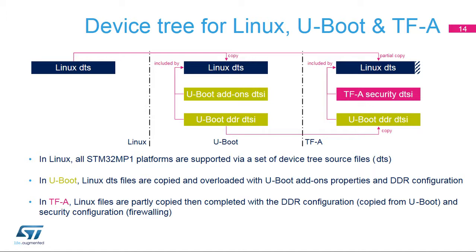The boot process is an incremental approach with new peripherals being added to the list of the previously initialized ones. But the development flow for the corresponding device tree files is done in the opposite order. Linux device tree source files are created. Linux files are copied to U-Boot, then completed with U-Boot add-ons, including U-Boot DM SPL and U-Boot DM pre-relock, and DDR settings. Linux files are partly copied to TFA, then completed with security parameters and DDR settings.